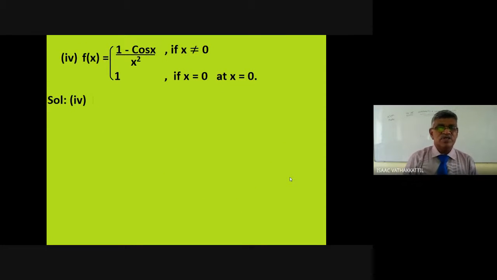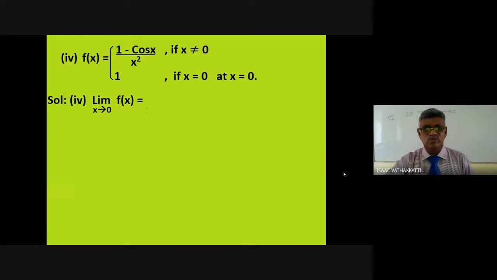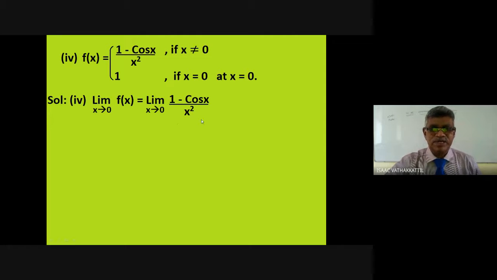Well, here we have f(x) equal to 1 minus cos x upon x squared, if x not equal to 0, and that's equal to 1 if x equal to 0. We want to discuss continuity at x equal to 0. Limit x tends to 0 of f(x): no need of taking left limit and right limit because the function is defined the same way when x is less than 0 and when x is more than 0. Limit x tends to 0 of f(x), that is the limit as x tends to 0 of 1 minus cos x upon x squared.